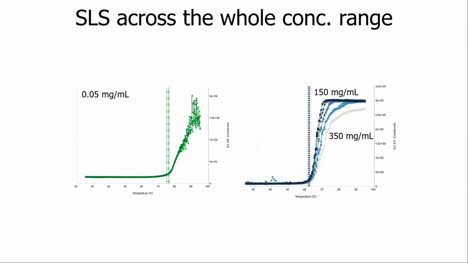Another nice feature of SLS is that it works across the whole concentration range of Uncle, from low concentrations like 0.05 milligram per milliliter, all the way up to extremely high antibody concentrations of hundreds of milligram per milliliter. That means you'll always have aggregation data to pair with fluorescence when you run a TMT-Ag experiment on Uncle.